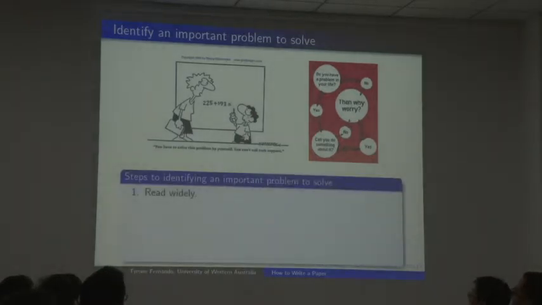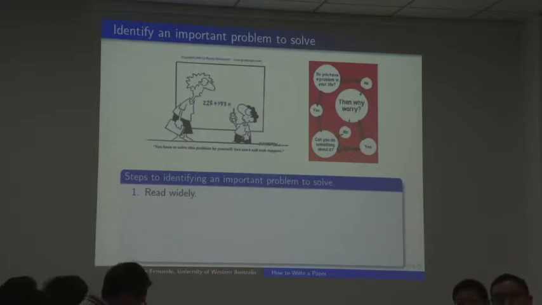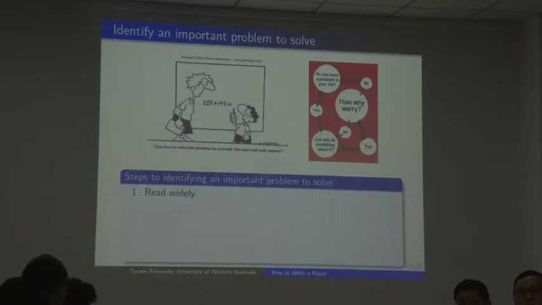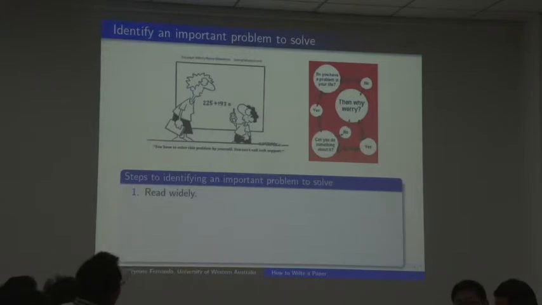So what are the steps to identifying an important problem to solve? How do we go about identifying an important problem? We need to read widely. We need to read a lot. We need to read relevant scientific journals. We need to read general information on the internet about some problems that need to be solved.